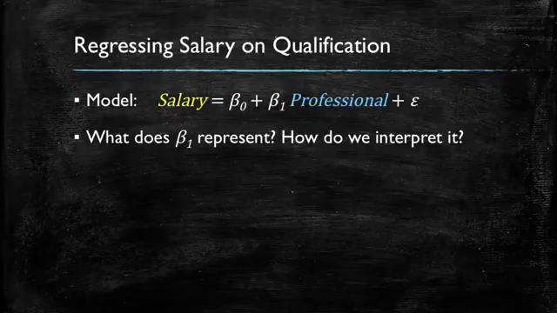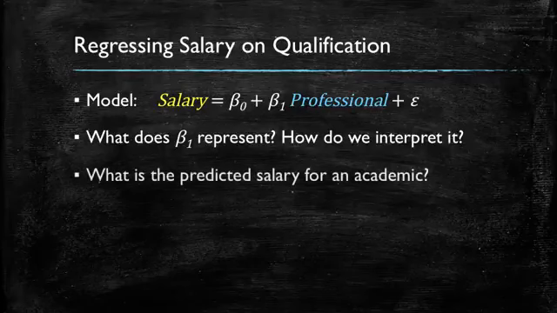Traditionally, beta 1 would represent a slope, which represents how much the dependent variable will change for every unit change in professional. In this case, the unit goes from 0 to 1. So beta 1 will represent the change in salary when professional turns from a 0 to a 1, which is exactly what we want to test. What is the change in salary when someone goes from being a professional to being an academic, or vice versa?